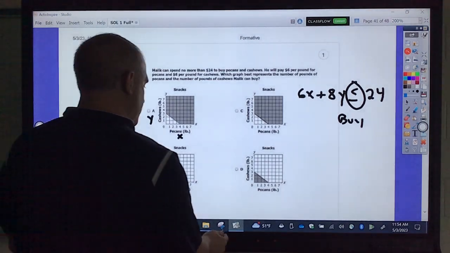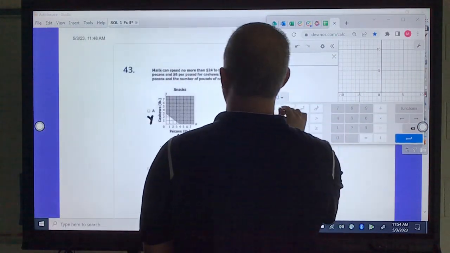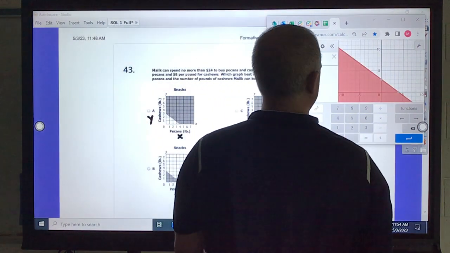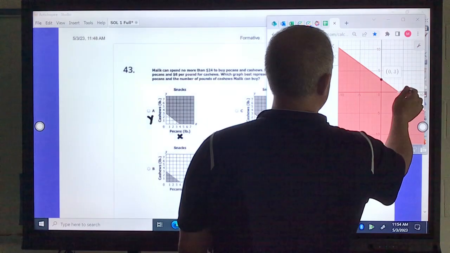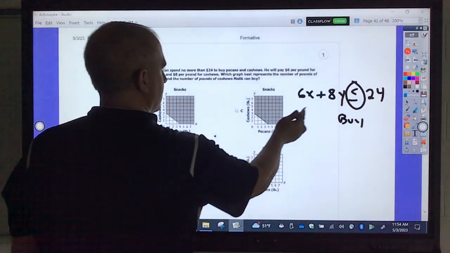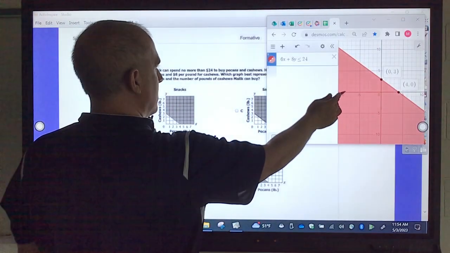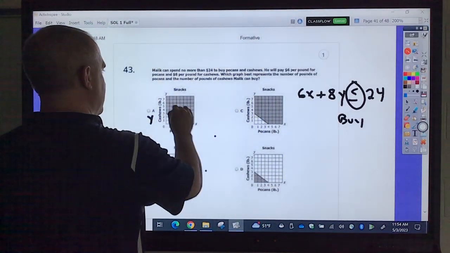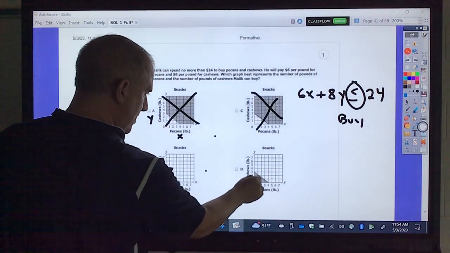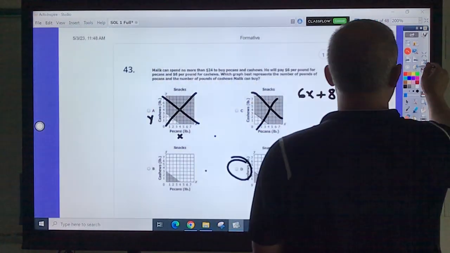So then all I want to do is go into Desmos and type in 6x plus 8y less than or equal to 24. If you click here, that dot's at 4, that dot's at 3. Now, I want the solid line. If you look at the shading, it's less than, so it's not these two. This one has the solid line, so that's why that's got to be letter D.